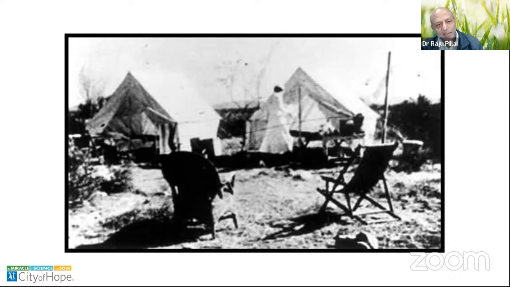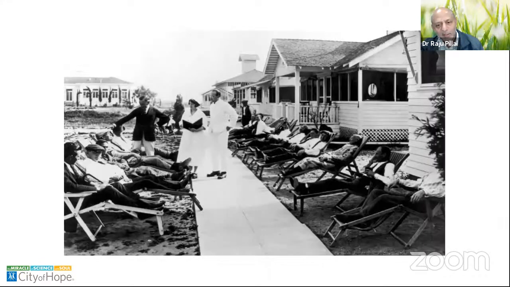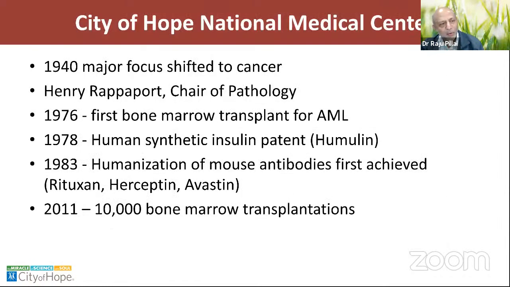They created this institution, and this is 10 years later. Now there are some buildings, and people are getting their sun and air outside, and there is a doctor visiting them. In the 40s, once TB got under control, the major focus shifted to cancer. One of our previous chairs was Henry Rappaport, who created the first classification of lymphomas. The room he used and the slides he used and all those are still in the department. It was interesting to me.